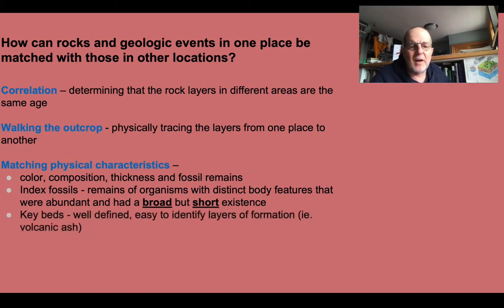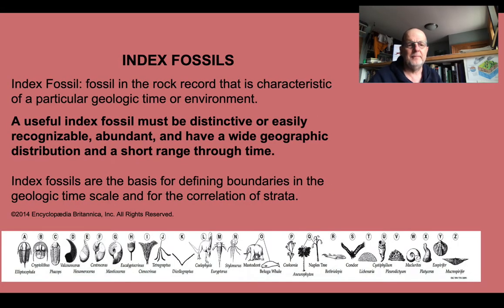Key beds: well-defined, easy to identify layers of formation, i.e. volcanic ash. So let's say you were in 1860 when Krakatoa, a huge volcano, exploded and sediment from it was deposited over large parts of the earth. Well, in 1 million years or 2 million years or 100 million years, there'll be a layer of ash in the rock record that will tell of that event.